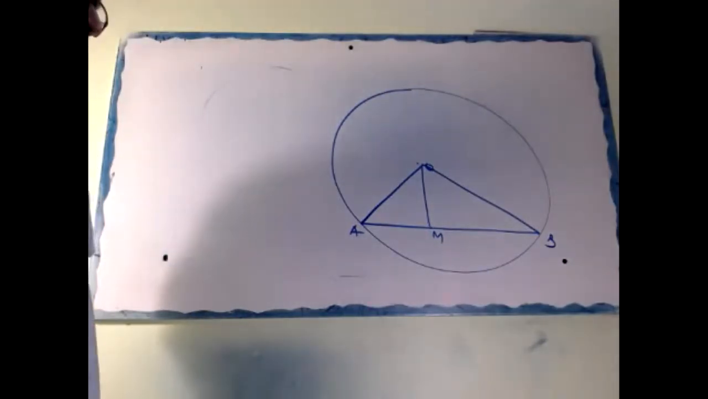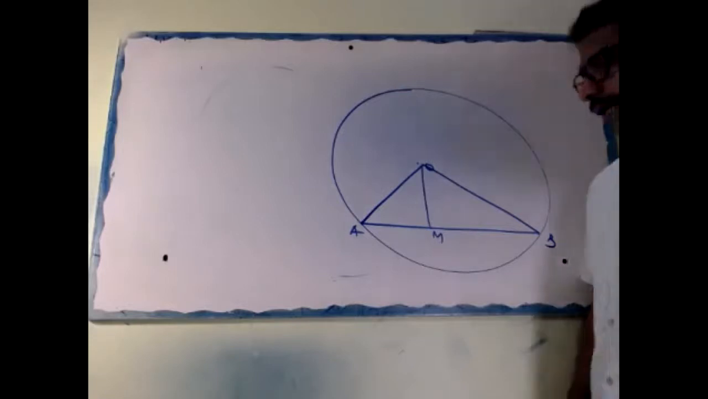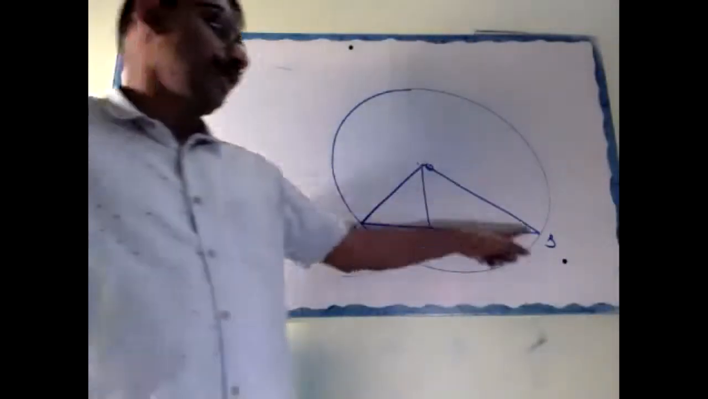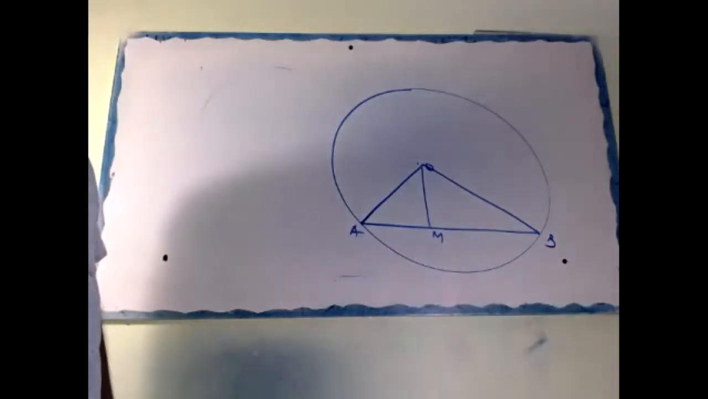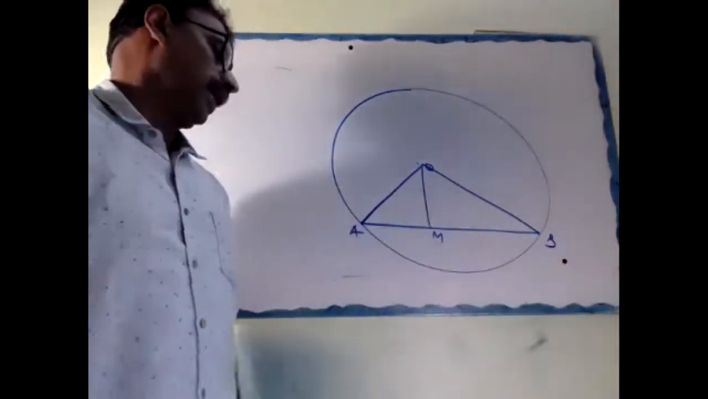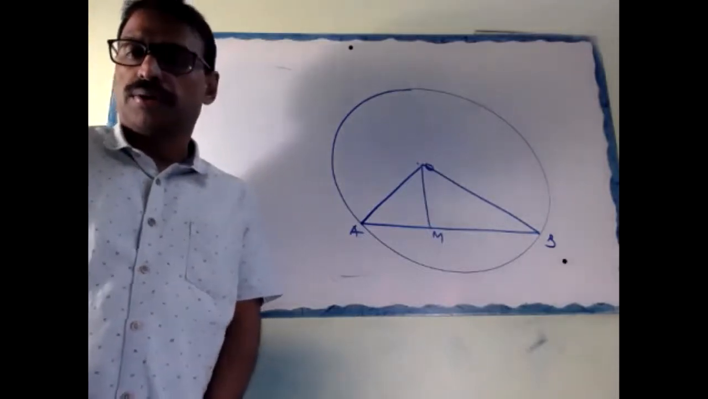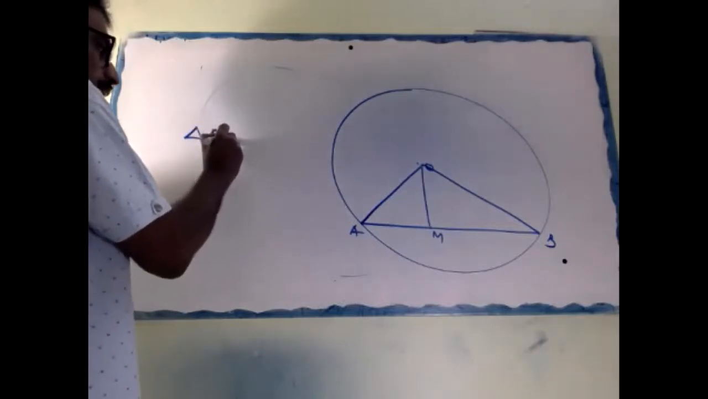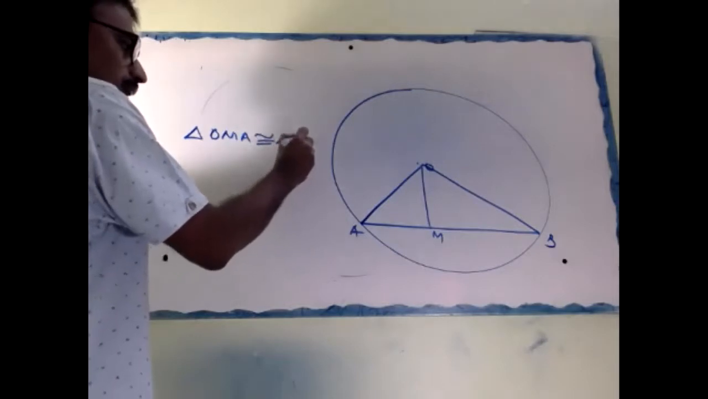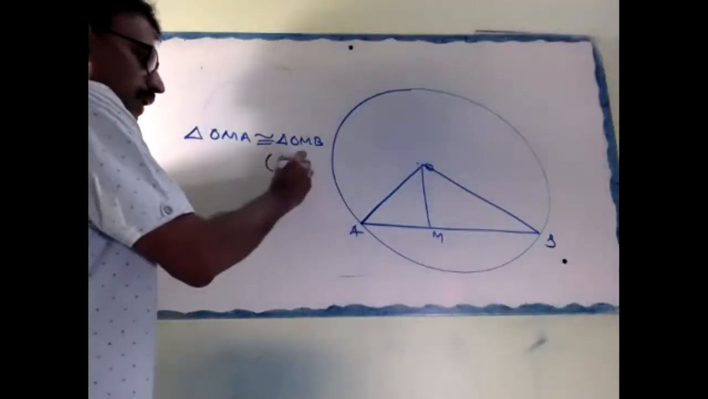Proof: in triangles OMA and OMB, OA equals OB, radius of the same circle. AM equals MB, given. OM equals OM, common. Therefore, triangle OMA is congruent to triangle OMB by SSS congruency.